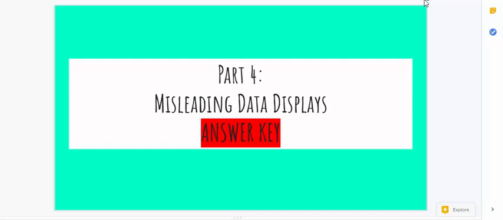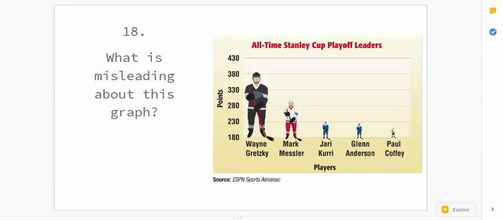This is the worked out solutions video for the Unit 9 review, and this is the answer key for Part 4 on misleading data displays. Question number 18 says, what is misleading about this graph? So if we look at the title, it says we have all-time Stanley Cup playoff leaders. The players are on the x-axis. The points are on the y-axis.